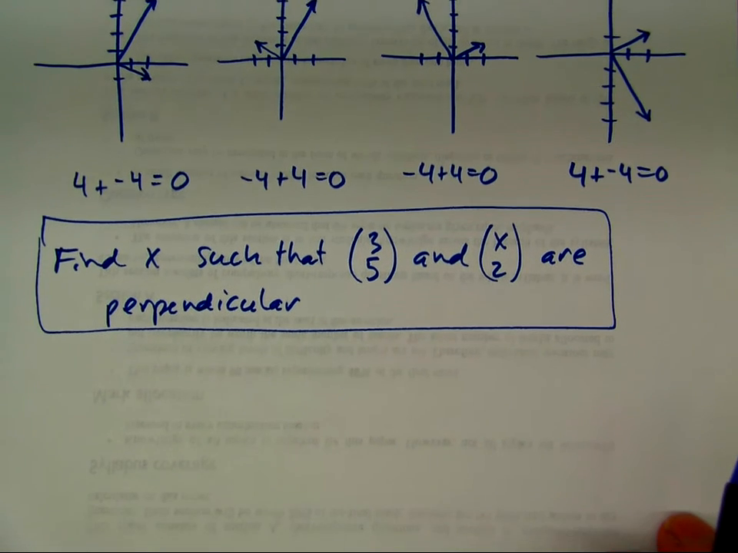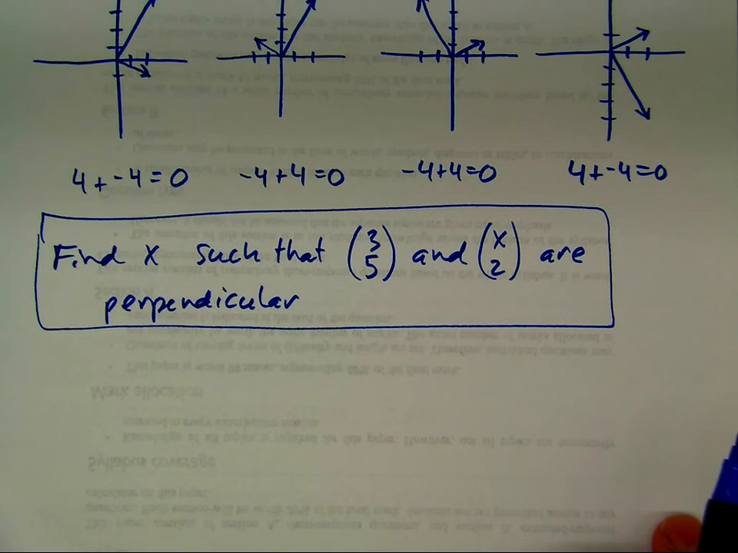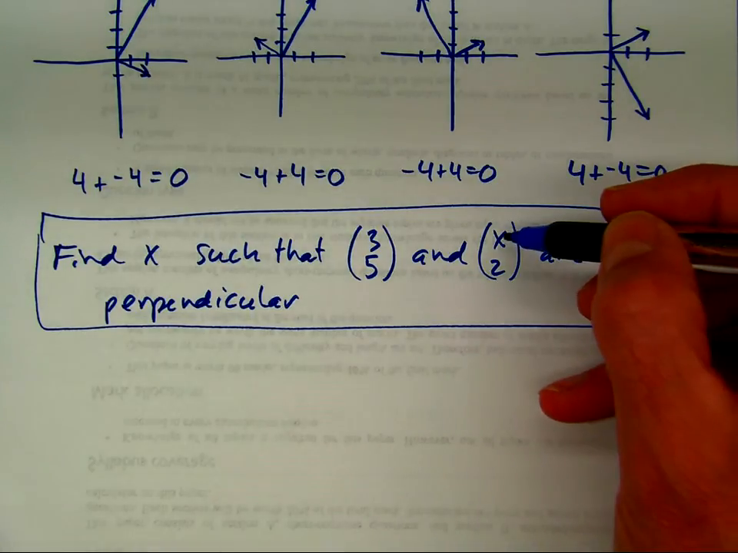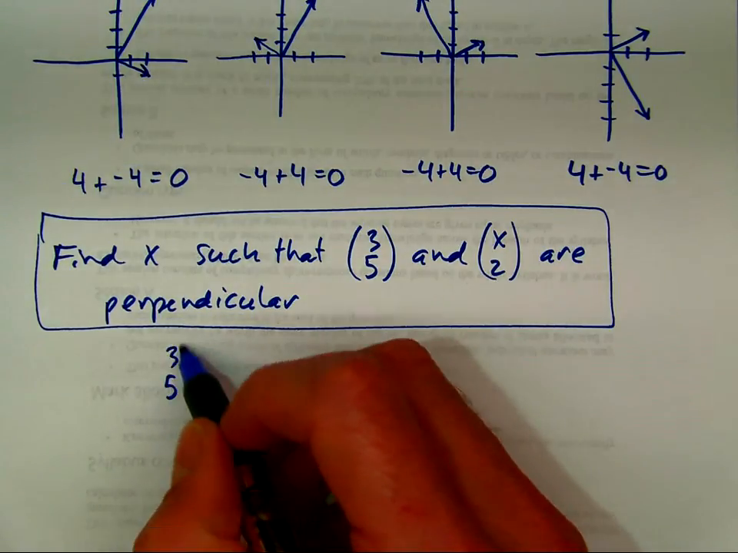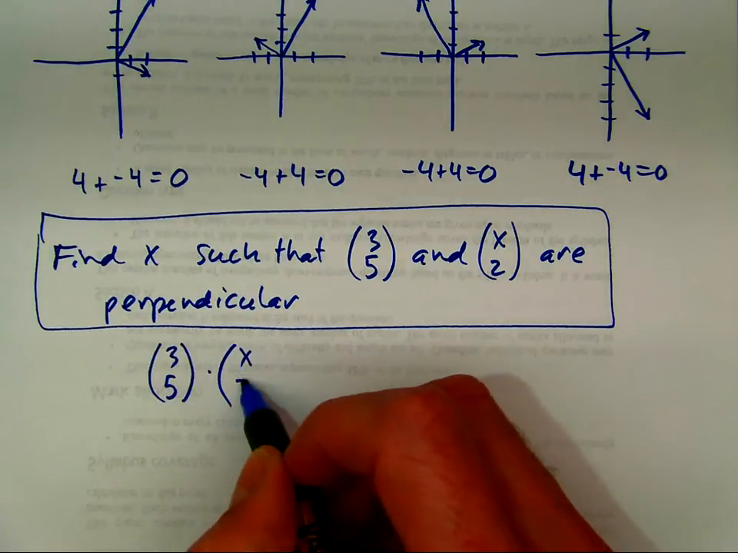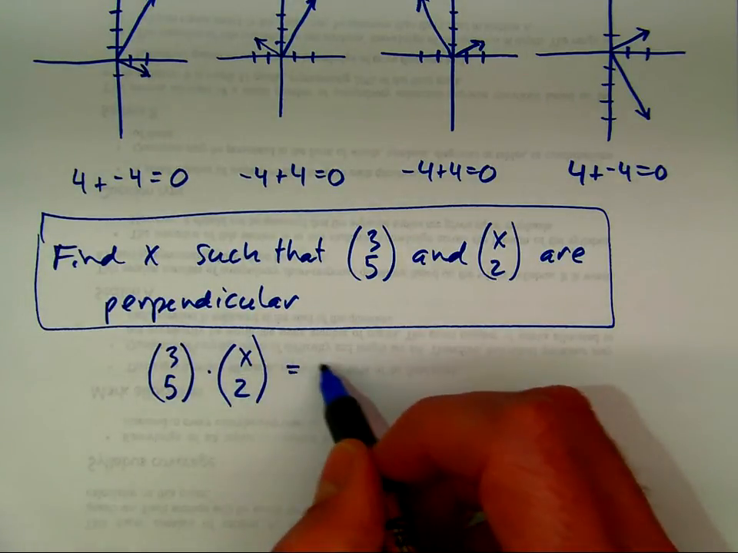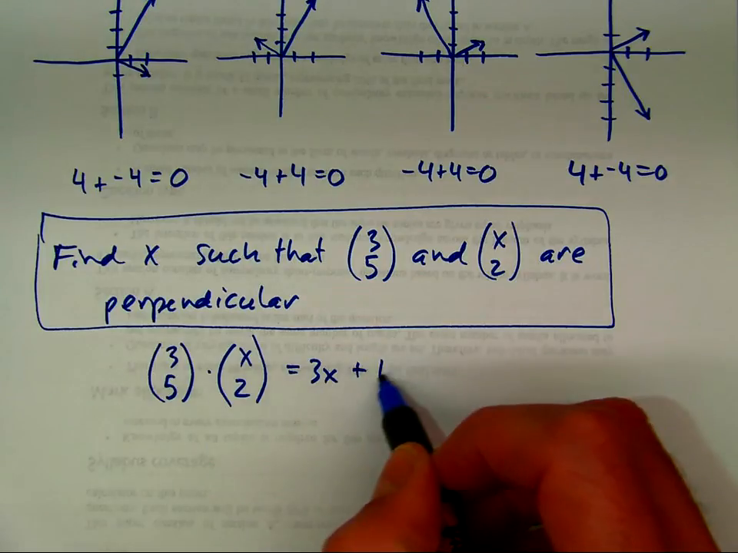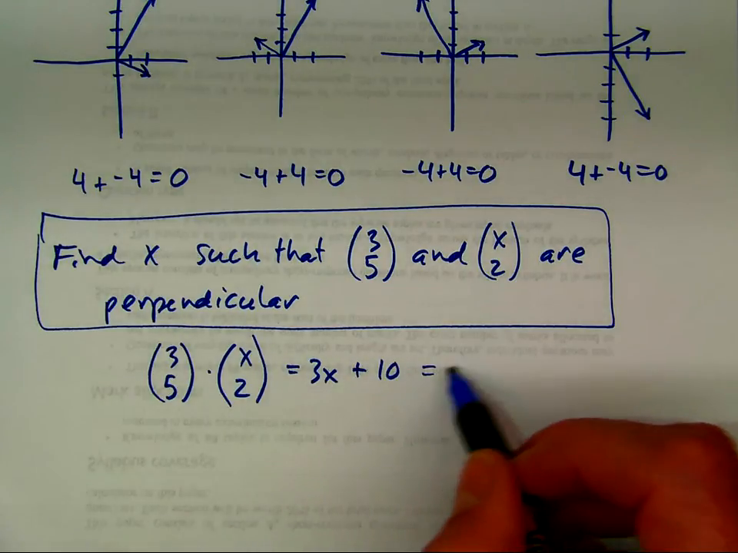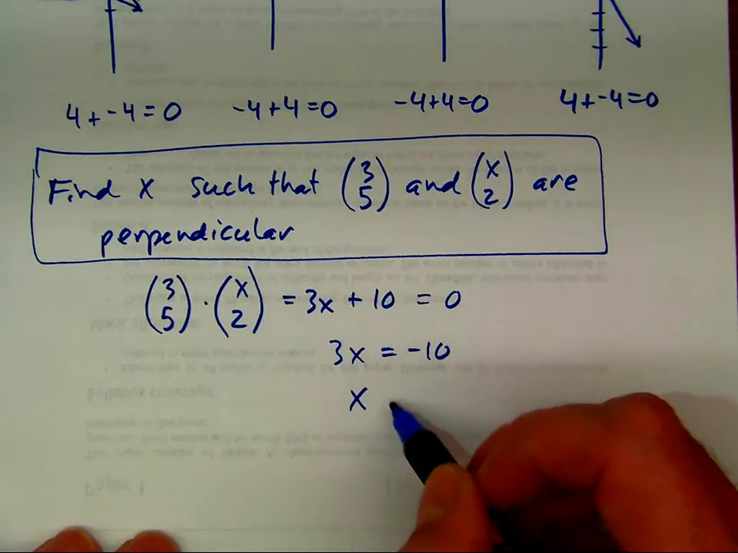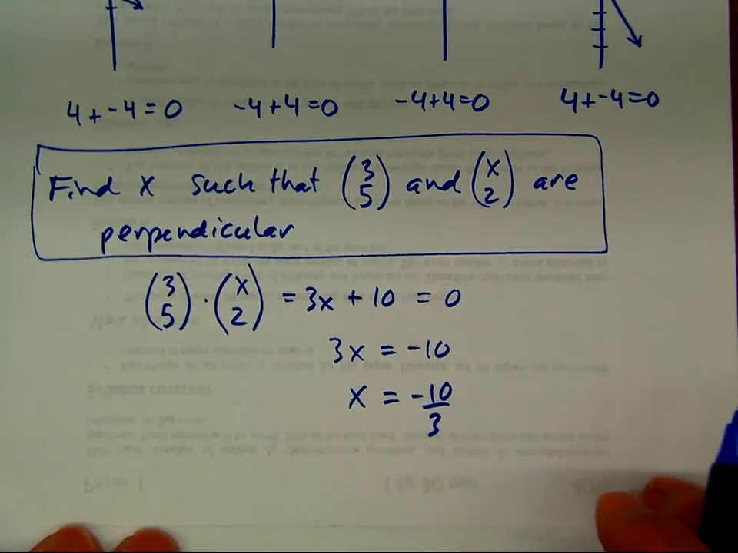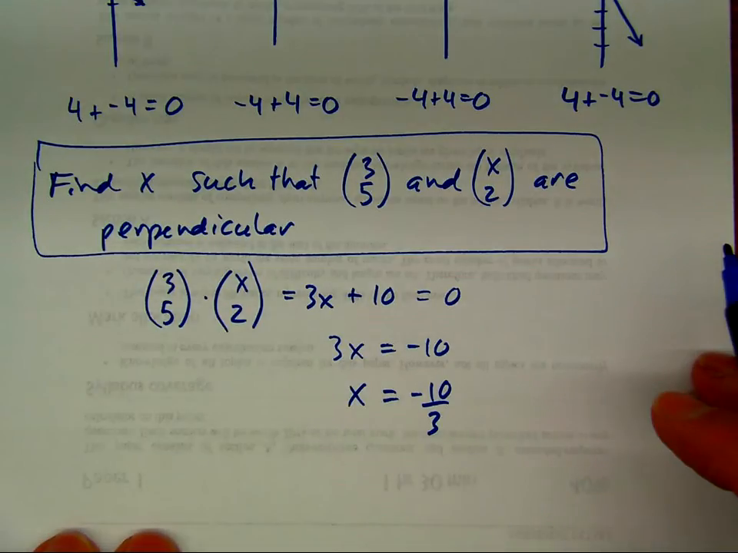And try this one. We want these two vectors to be perpendicular, so we have to choose a number that will make their dot product 0. So go ahead and solve that. Pause the video. The dot product is 3x plus 10. We want the dot product to be 0. So we know that x has to be negative 10/3 to make the vectors perpendicular.